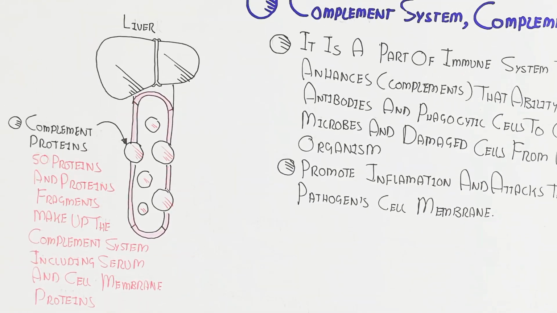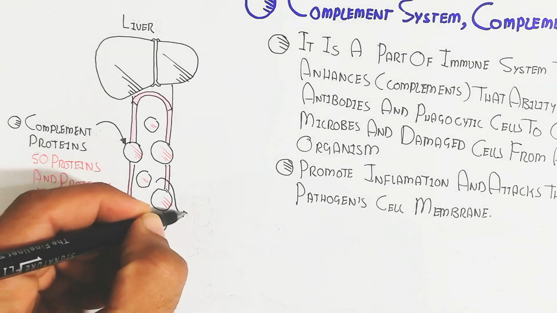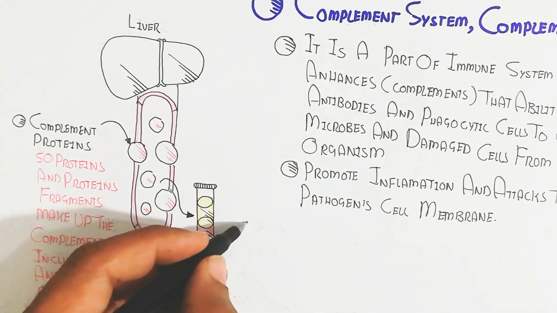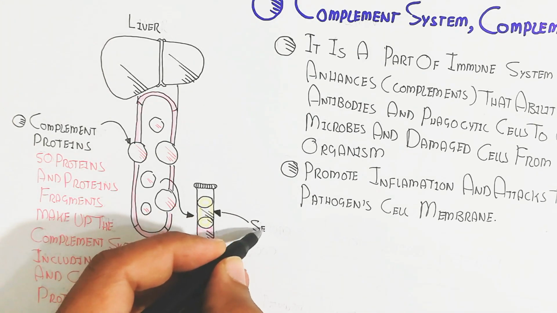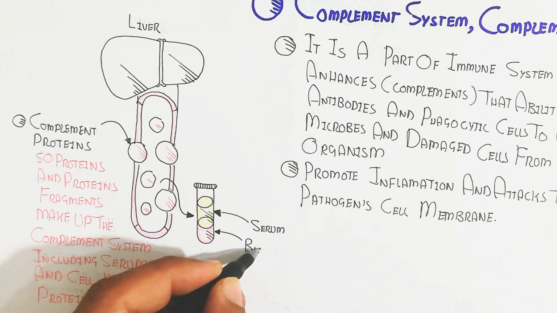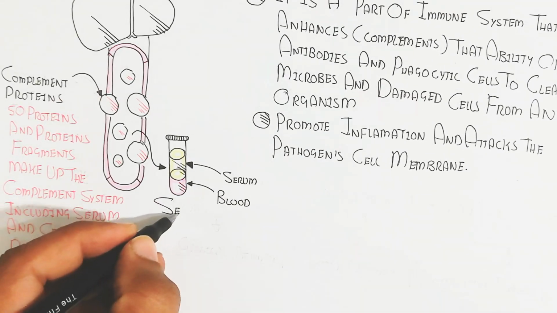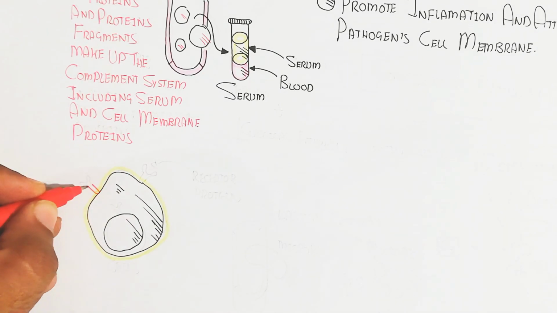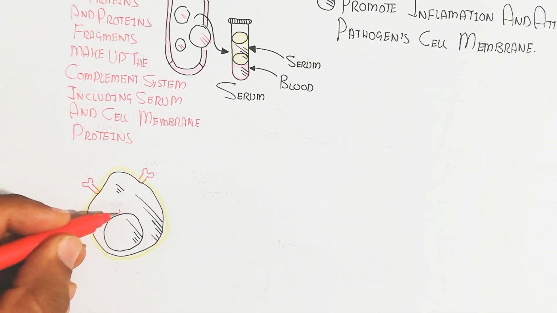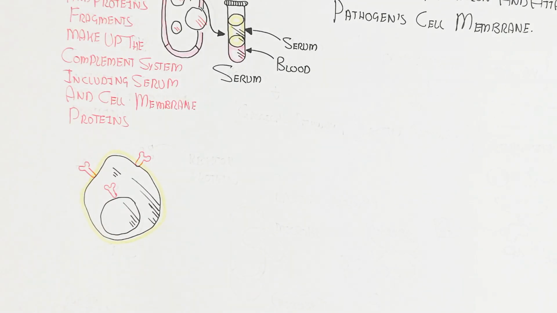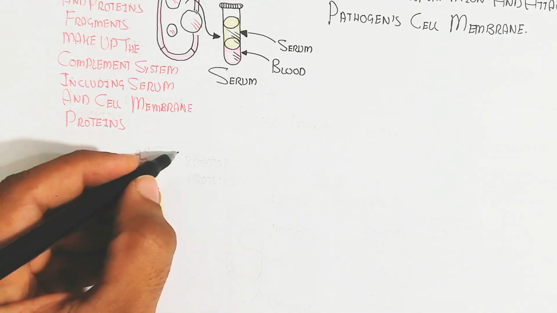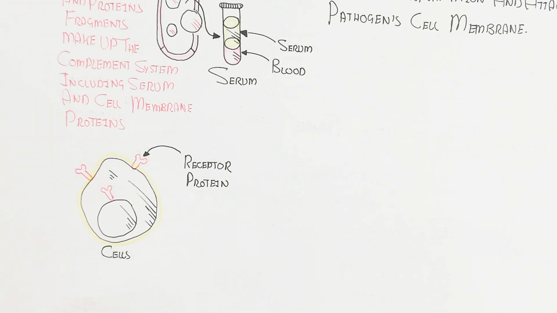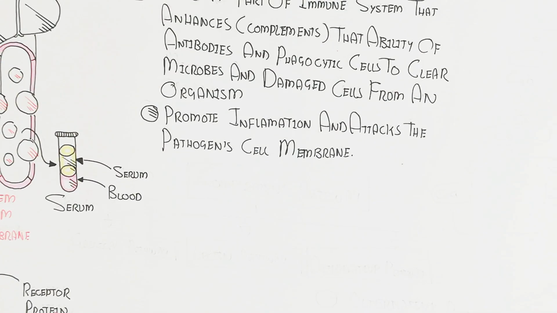So what is the serum, and what is the blood, RBC, WBC? This is the serum. Serum contains fluid as well as complement proteins. During centrifugation, the blood cells will move down while the serum will move up due to the low density of the serum. This is the cell and this is a receptor protein. This receptor protein is the complement protein.